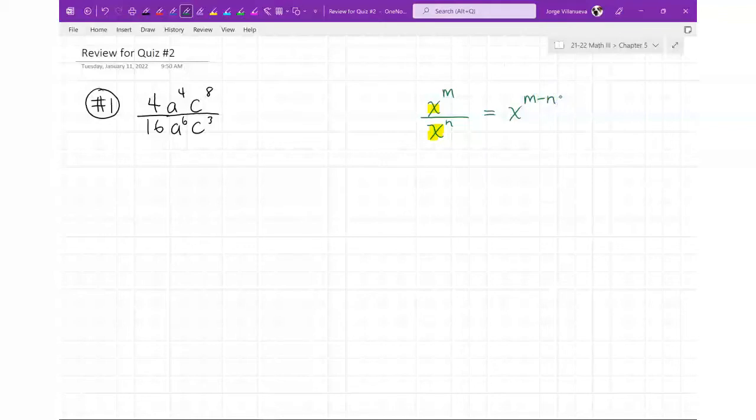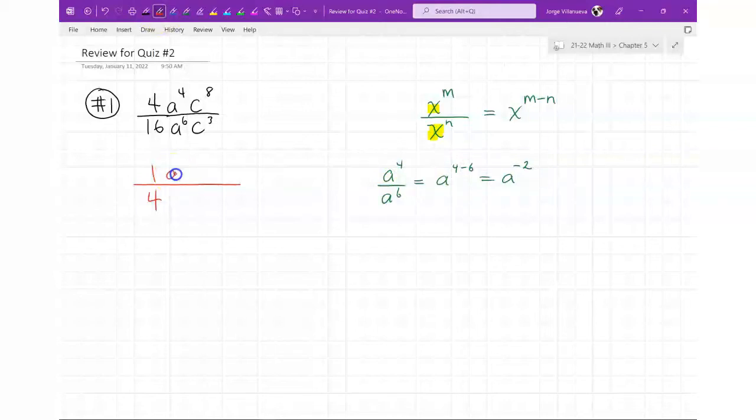So just remember that. Now, let's go ahead and simplify the 4 over 16 first. What's 4 over 16 if I reduce it? 1 over 4, right? All right, so there we go. Now, a to the fourth over a to the sixth. I can do this on the side, some scratch work. A to the fourth over a to the sixth, that's a to the 4 minus 6, which is negative 2. So I'm going to write that down.